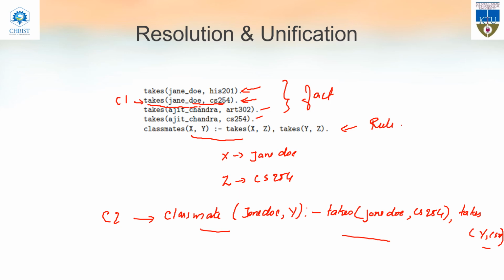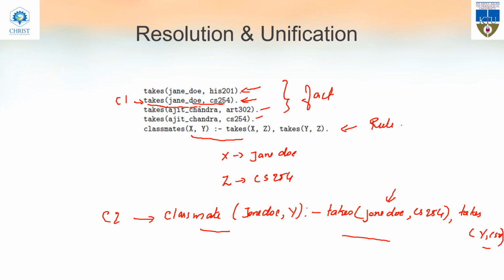Okay, so when you take resolution, you can see that when the head of C1 matches with one of the items of the body of C2, then you can just replace it with the body of C1. Here the body of C1 is none. So you can just replace the body of C1 with null, that is, replace this takes with the null.